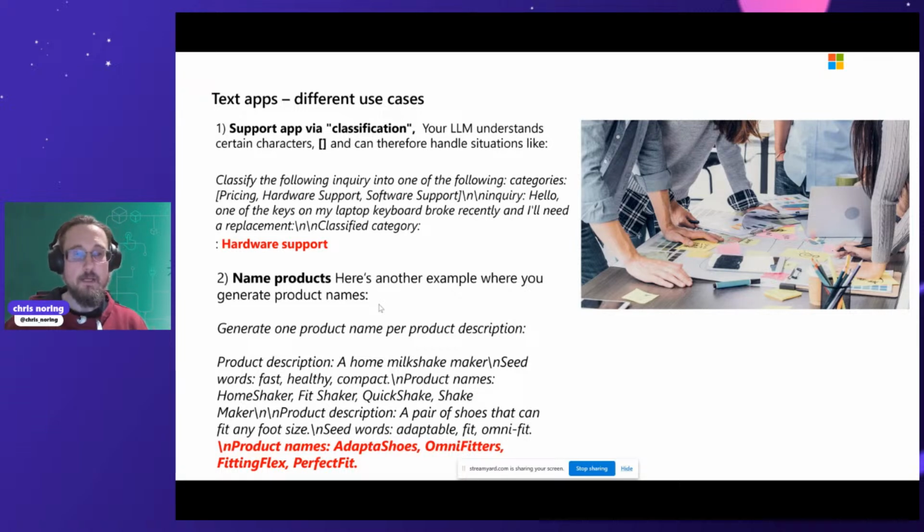So if you look here in red below, you see that based on the first product description and its keywords, it's able to say, well, Chris, I think a good product name here could be Adapta shoes. And for the other product description that you gave me, I think Omnifitters would be an awesome name. And if you look at the third example, it's able to say, well, Fitting Flex and Perfect Fit, that could also be some good names for those pair of shoes that you gave me as the third input.